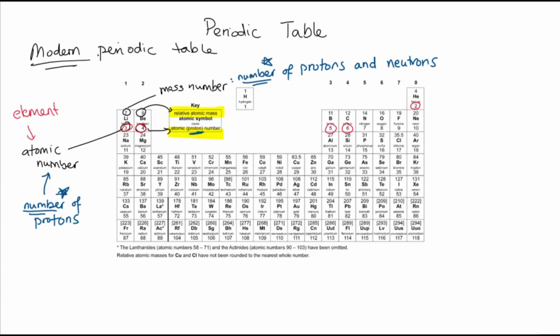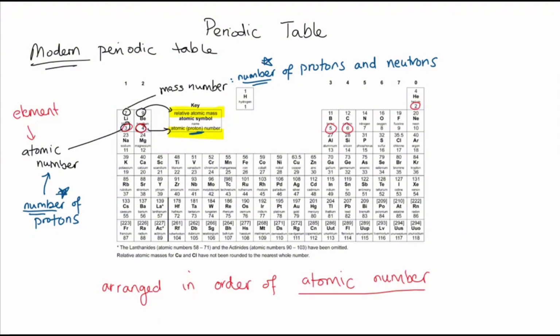And the modern periodic table is arranged in order of atomic number. That's quite important for you to know. They ask this question quite often. How is the modern periodic table arranged? It's in order of the atomic number. As you can see, the bottom number is what increases one by one.